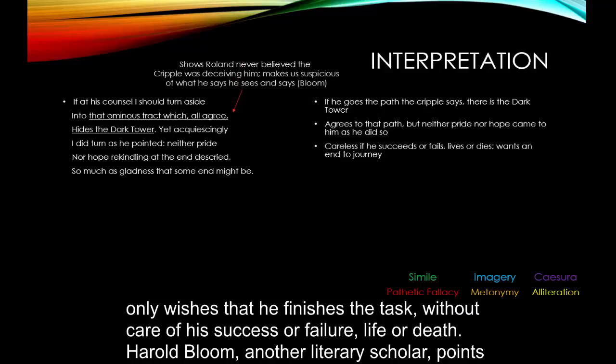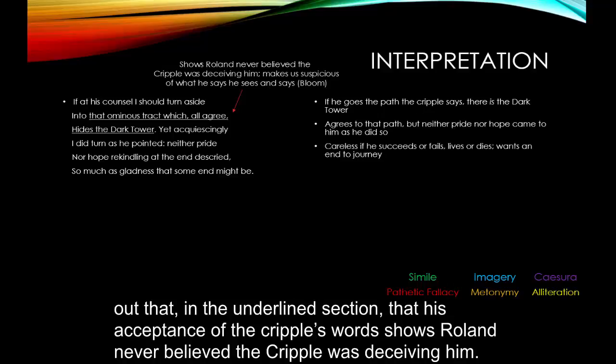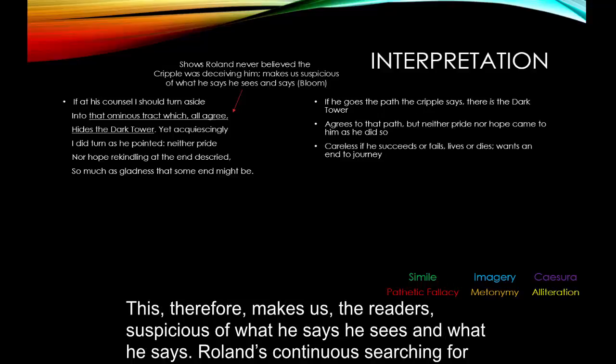Harold Bloom, another literary scholar, points out that, in the underlined section, his acceptance of the cripple's words shows Roland never believed the cripple was deceiving him. This, therefore, makes us, the readers, suspicious of what he says he sees and what he says.